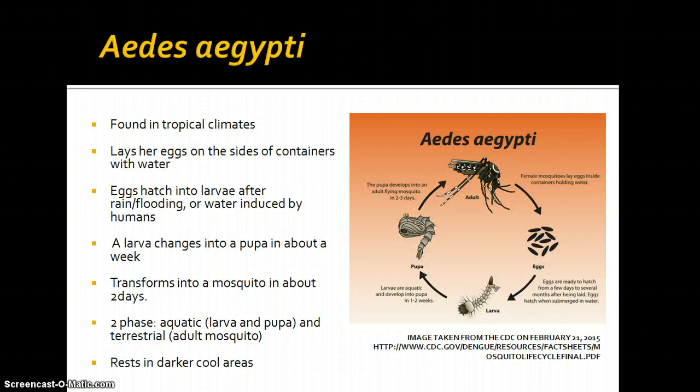So a little bit more about the vectors. Aedes aegypti is usually found in tropical climates. She lays her eggs on the sides of containers that contain water. The eggs hatch into larvae after there's been a large amount of rainfall or there's flooding or water is induced by humans. The larvae changes into a pupa in about a week. It then transforms into a mosquito in about 2 days. So there's two phases, the aquatic phase, which is the larva and pupa phase, and the terrestrial phase, which is when they're an adult mosquito. And they usually rest in darker, cooler areas.